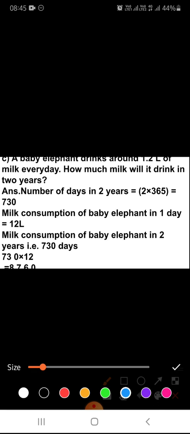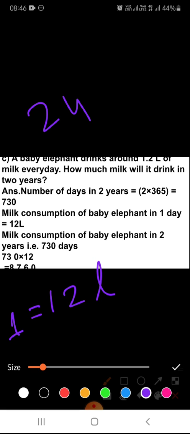Now C part is there. A baby elephant drinks around 1.2 liters of milk every day. How much milk will it drink in 2 years? Means a baby elephant drinks 12 liters of milk in 1 day. And how much do you drink in 1 day? 1 glass. So the baby elephant drinks 12 liters of milk in 1 day, and you have to find how much milk it will drink in 2 years.